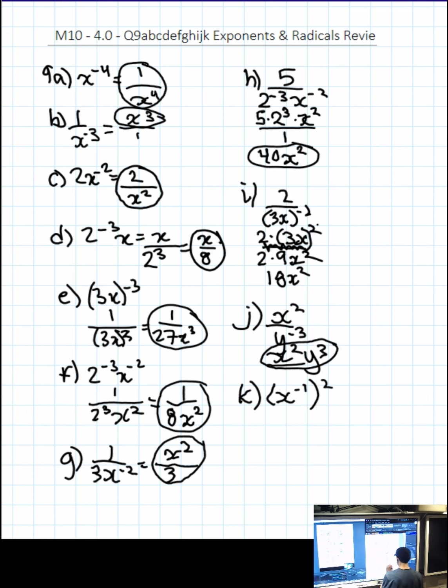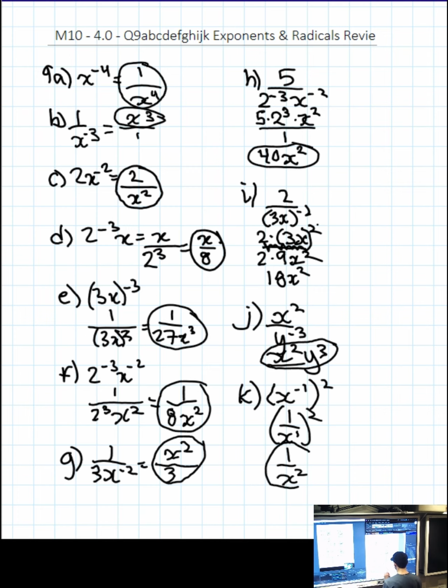Brackets around it, squared. So I have a negative exponent on the inside. I could, first of all, bring it to the bottom and make the exponent positive. Carry everything else down. Then I could square the 1. 1 squared is 1. Then we're going to get x to the 1 times 2, squared. So over x squared.